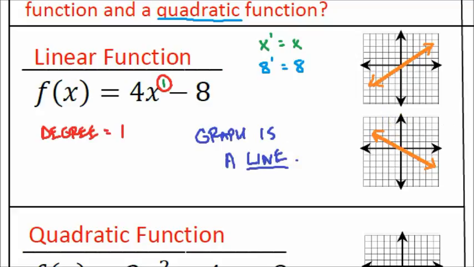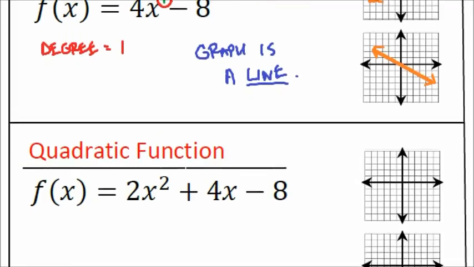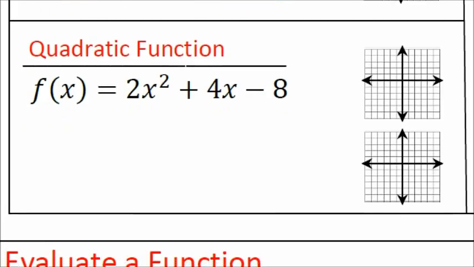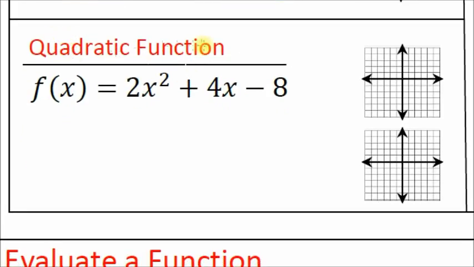All right, let's take a look at quadratic, which is mostly what we'll be dealing with in Integrated Math 2. A quadratic function is different. Notice now, we do still have a variable with an exponent of 1 right here. But there's also that same variable, and it has an exponent of 2.